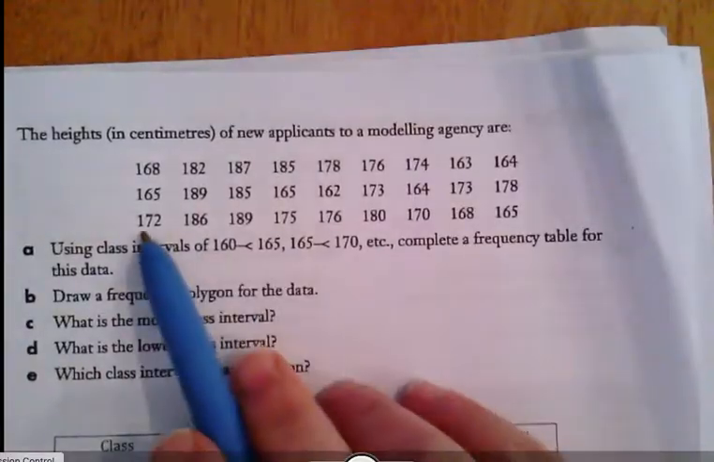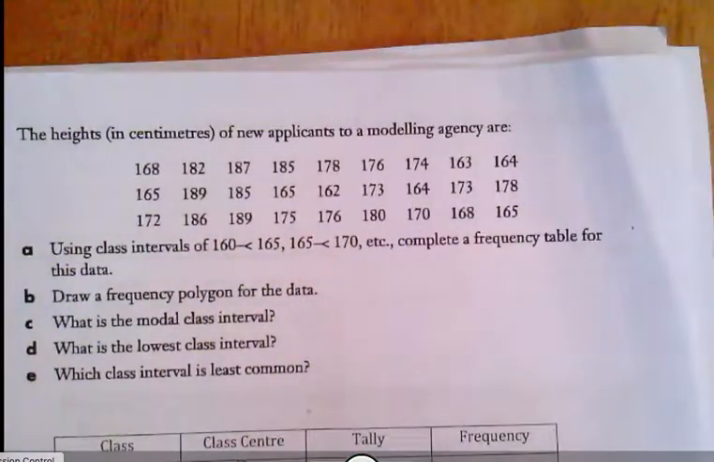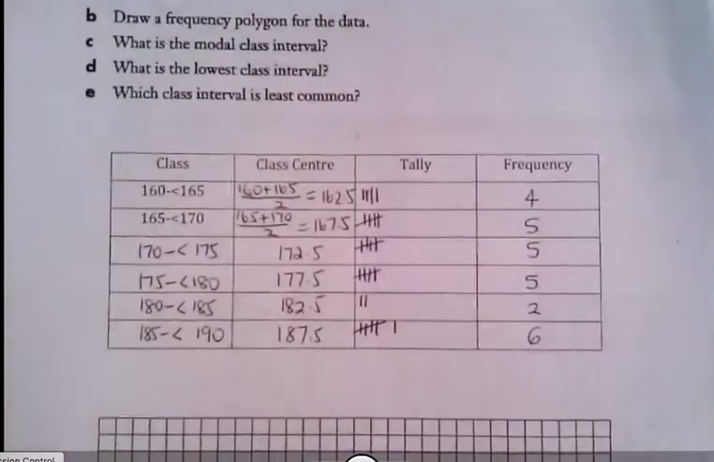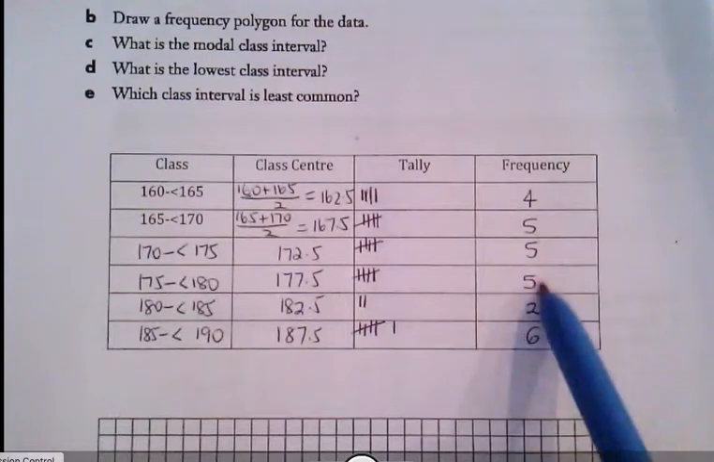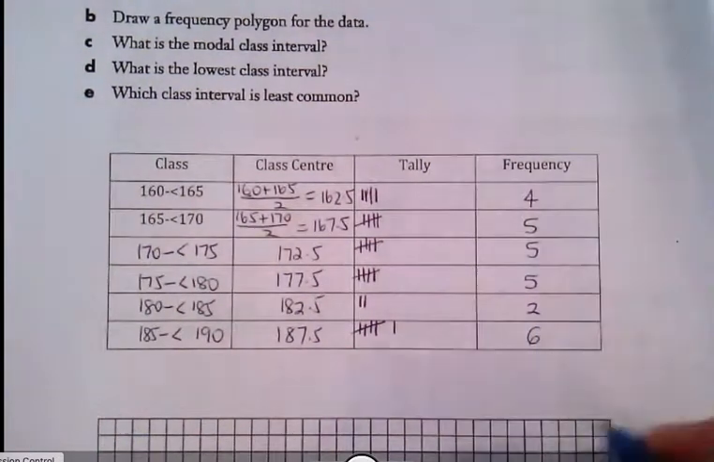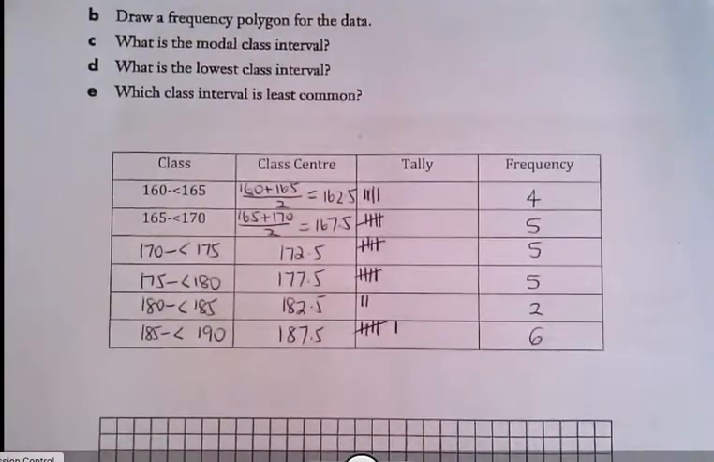Let's see how many scores we've got. 1, 2, 3, 4, 5, 6, 7, 8, 9. 9 threes are 27. We need to have 27 frequencies, so that's 4, that's 5, 5, 5, 2 and 6. We've got 15, 19, 20, 21, and 6 is 27. So that all adds up. We have to draw a frequency polygon for the data.